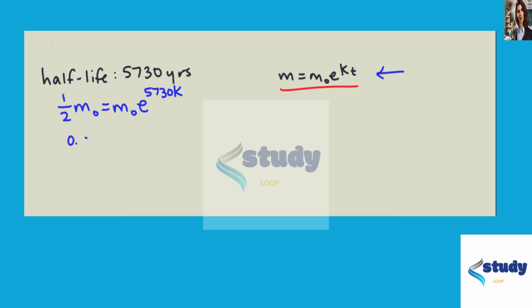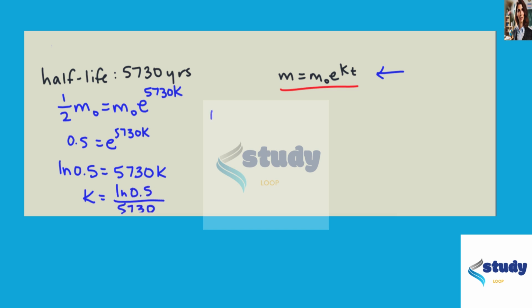So let's divide both sides of the equation by m naught, and we get 1/2, which I'll just write as 0.5, equals e to the 5,730k. Now we take the natural log of both sides, and we divide both sides by 5,730, and our value of k is the natural log of 0.5 over 5,730.